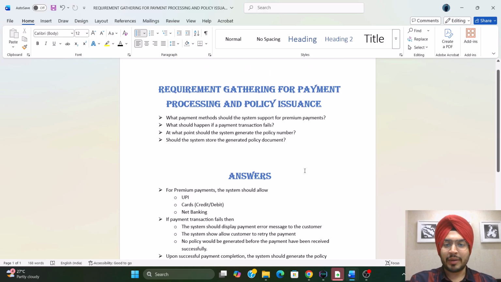So we have gathered the requirements for payment processing and policy issuance, and probably will be writing up the detailed requirements in the user story format.